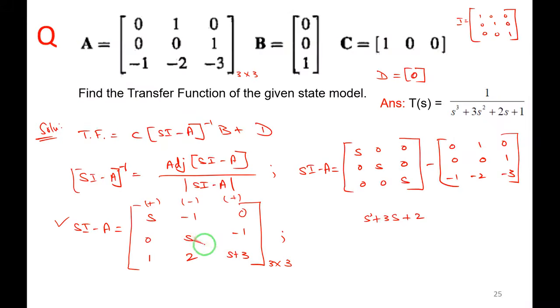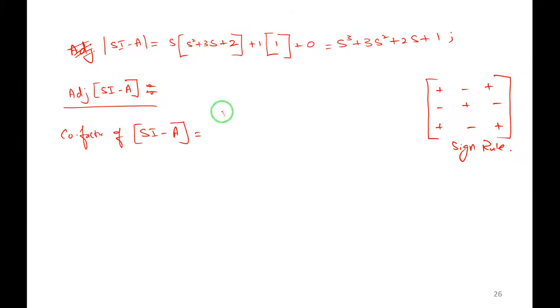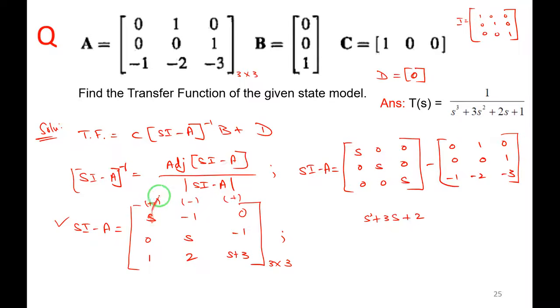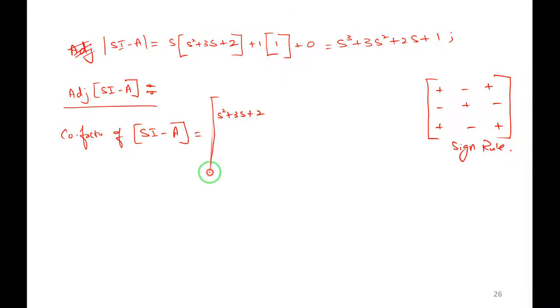I hope it's correct. Let me check it once again. S into S square plus 3S, 2 1 are 2. So minus into minus it is plus. S square plus 3S plus 2. Okay, this is the cofactor of this S. Next, similarly, we will find out the cofactor of all the elements.